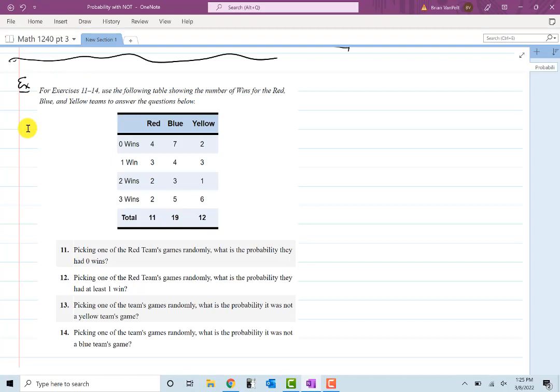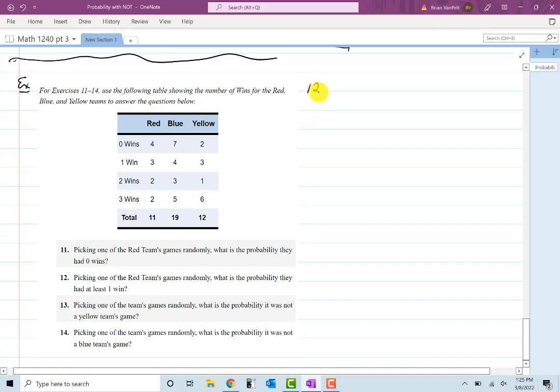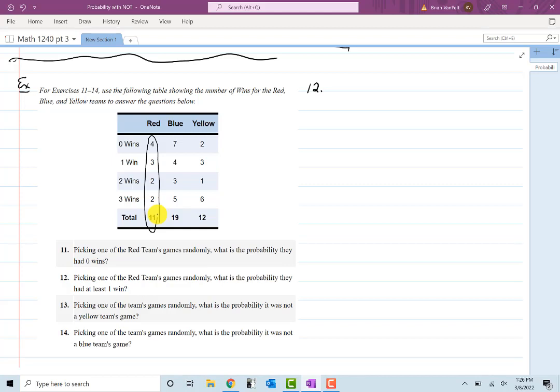All right, I have a table here that lists the number of wins for red, blue, and yellow teams. So what I want to do is do number 12 and number 14. Let's take a look at number 12 and see what it says. Picking one of the red team's games randomly. So I'm looking in here. They have 11 games. What is the probability that they had at least one win?